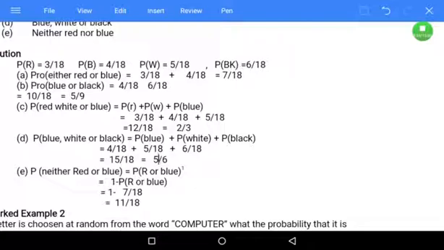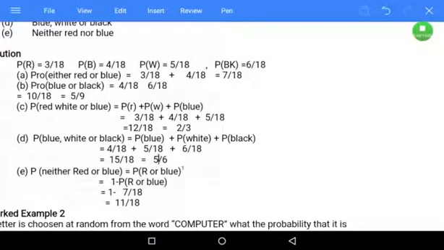3 in 15, 5, 3 in 18, 6. Alright, this one you have to take note of E. Whenever you see probability of neither nor. Now, probability of neither a red nor a blue ball is picked.